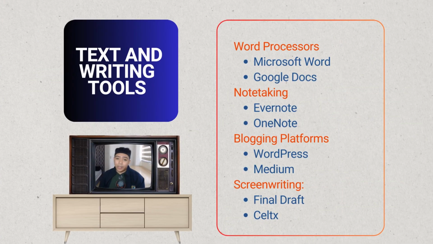The first one, I like to call it text and writing tools. Well, this involves word processors like Microsoft Word and Google Docs, which we have been using a lot. We also have note-taking, Evernote, which is what I've been using, OneNote, and blogging platforms like WordPress, Medium, and screenwriting platforms like Final Draft, not free, but a really good platform based on reviews, as well as Celtx.